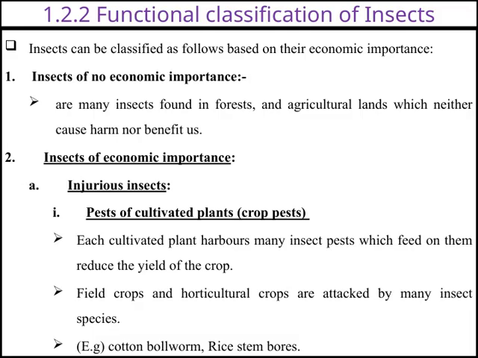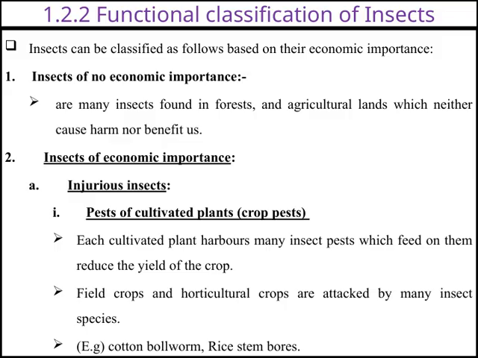Let's now look at the functional classification of insects based on their economic importance. First, there are insects of no economic importance. These are many insects found in forests and agricultural lands that neither cause harm nor benefit us. They are essentially neutral in terms of their impact on human activities.